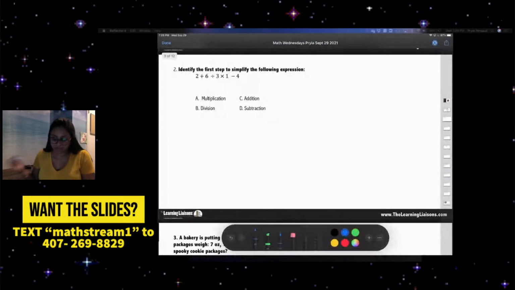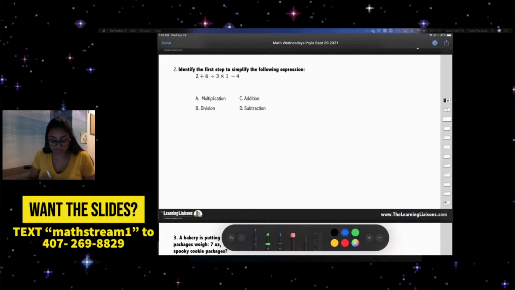All right. Number 2 looks pretty simple. It's a few words. It has an expression. Let's see what it's asking for. It says, identify the first step to simplify the following expression.